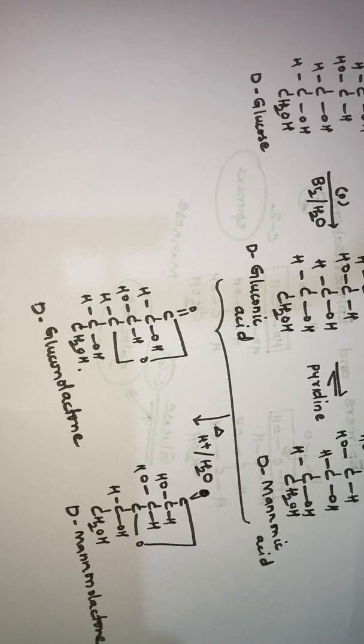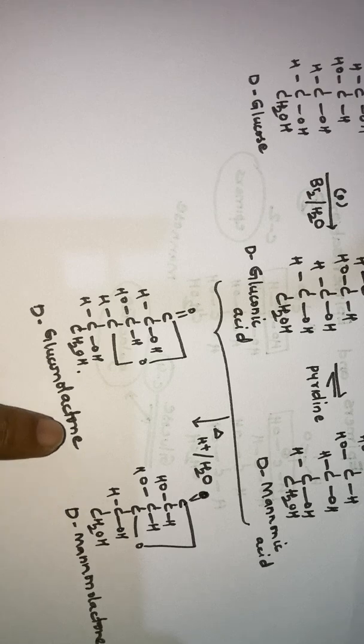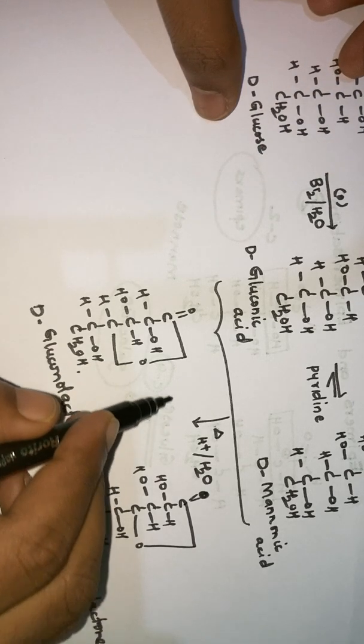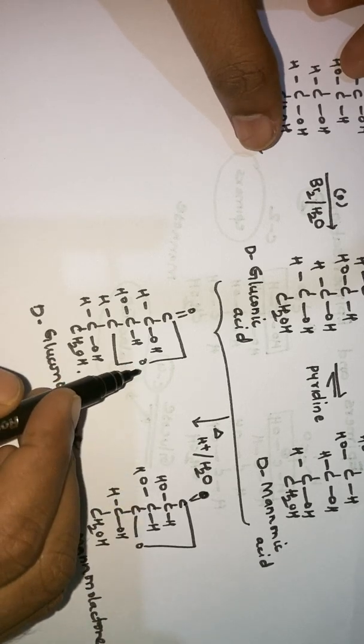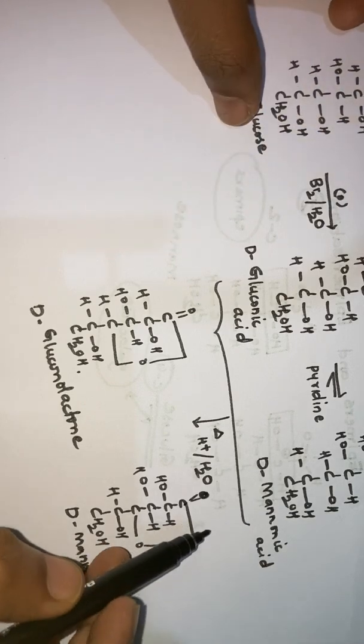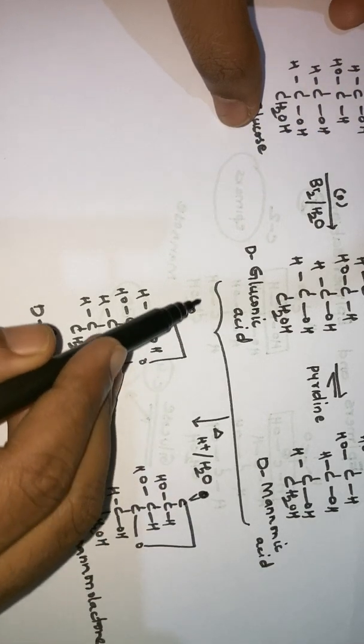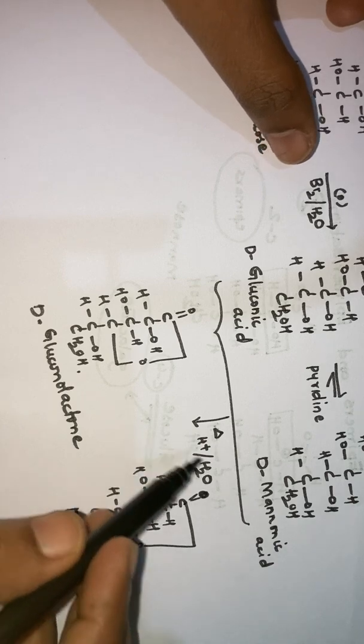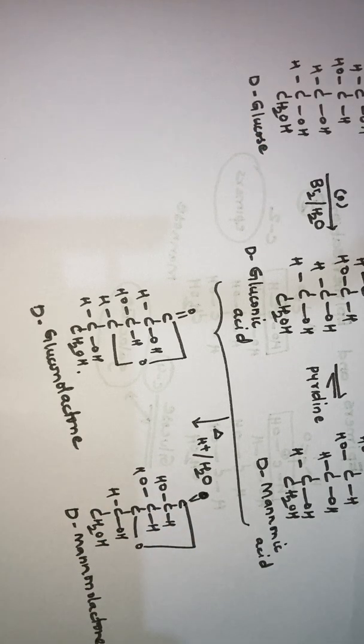These two can be separated by fractional crystallization. Once they are separated, you can take the mannonolactone, and on reduction, it will give you mannose.